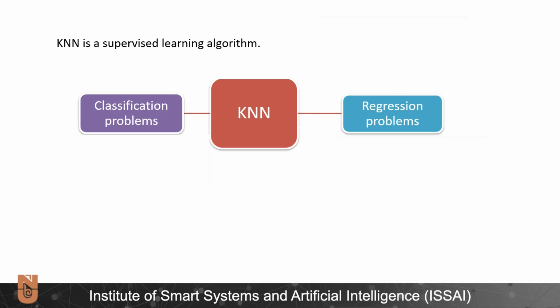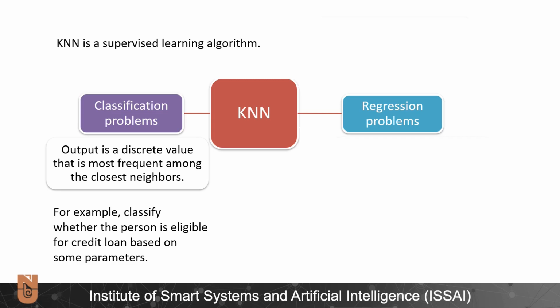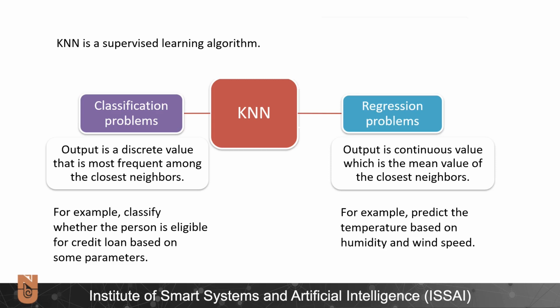We have mentioned that KNN is a supervised learning algorithm which is used to solve both classification problems and regression problems. In classification problems, the output is a discrete value that is the most frequent among the closest neighbors. An example of KNN application in classification problems is classifying whether the person is eligible for credit loan based on some parameters or not. And in regression problems, the output is continuous value, which is the mean value of the closest neighbors. An example application is prediction of the temperature based on the humidity and wind speed.